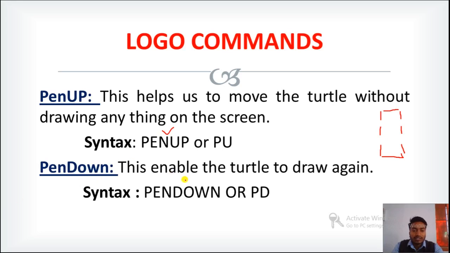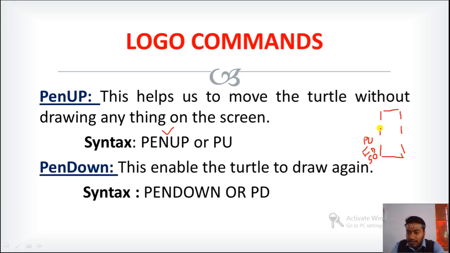Now the pen down command enables the turtle to draw again. Try to understand with this figure. Suppose I have given FD 50 for this line. Now I want a gap, so here I will give the PU command, understood? Then I'll give the command FD 50 to move from here to here without drawing.